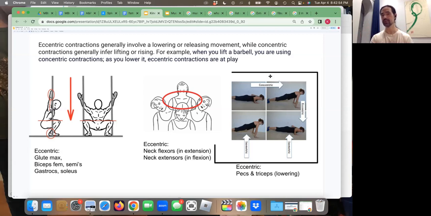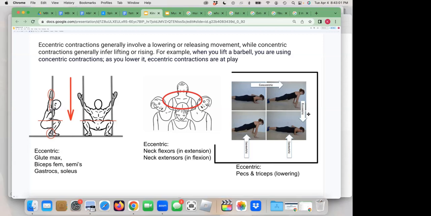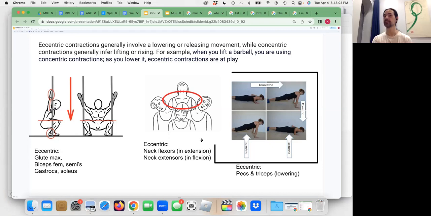All right, and now where is the eccentric? Tell me where the eccentric contraction is in a push-up. Down, after you go down. When you lower yourself down, that's right. Okay, now the flexors, I want to know about the flexors and the extensors of the neck. Ignore the sideways, the side flexion. So if you flex your neck, dropping the chin to the chest, where is the eccentric contraction?